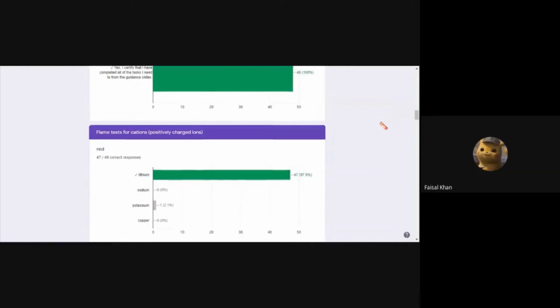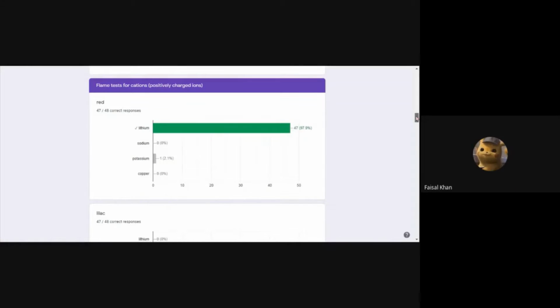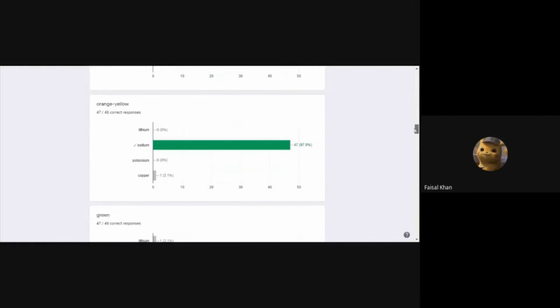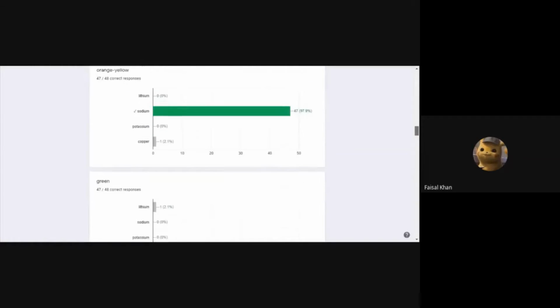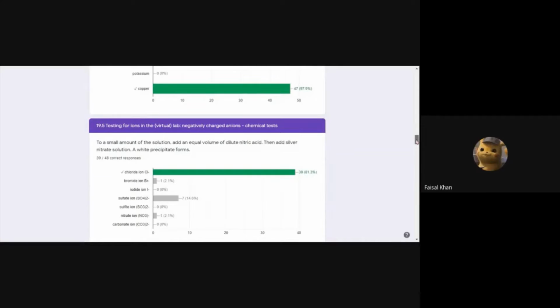Okay. The flame test. There's only one person who may have just rushed through it. First question, every single other person got it right. 47 people got it right. Lithium for red, lilac for potassium, orange-yellow for sodium, copper was green. See that one person getting all of the flame bits wrong. So I think they didn't really look at the colors.